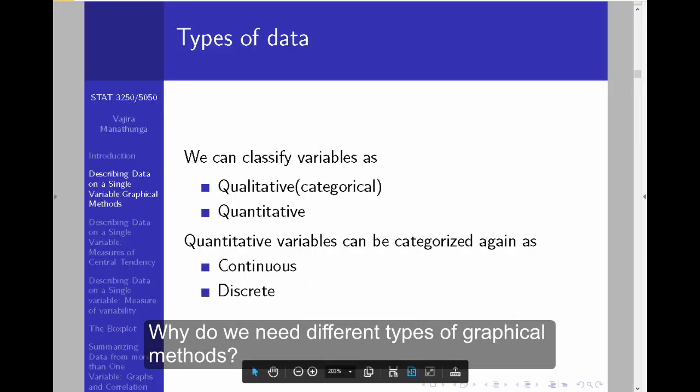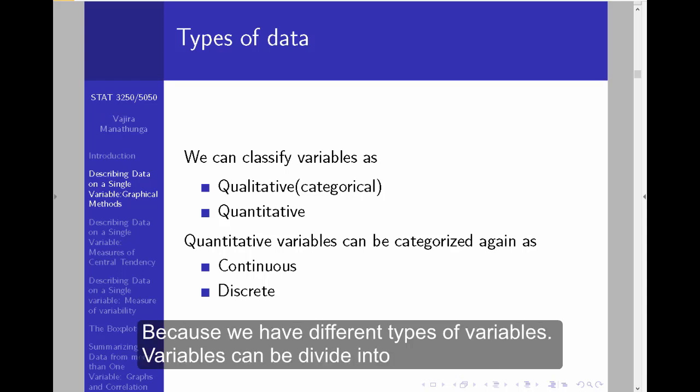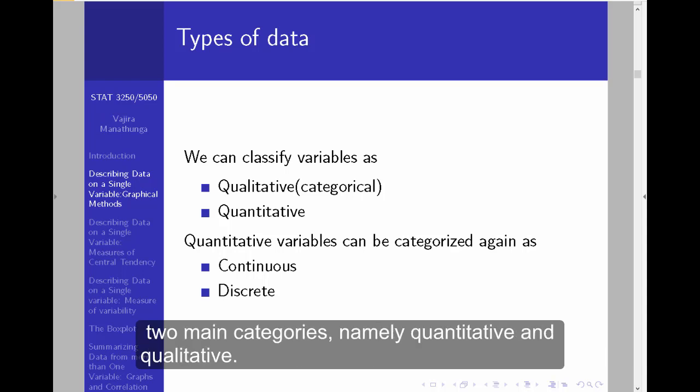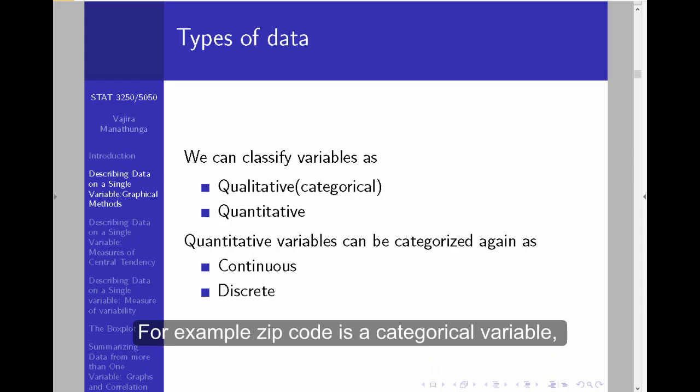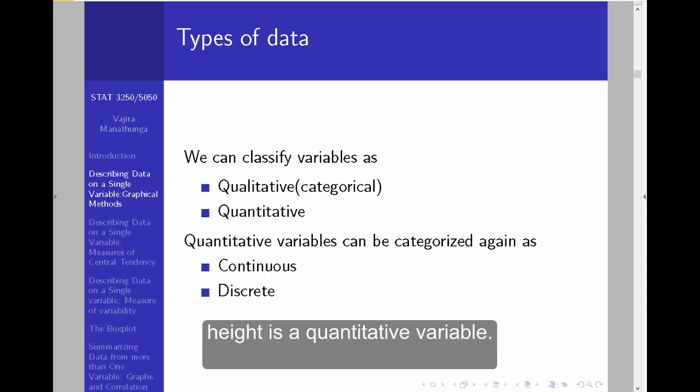Why do we need different types of graphical methods? Because we have different types of variables. Variables can be divided into two main categories, namely quantitative and qualitative. For example, zip code is a categorical variable. Height is a quantitative variable.